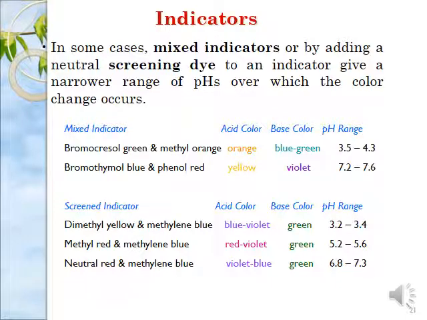In some cases we mix the indicators, or we add a neutral screening dye to the indicator to give a narrower range. Notice that in the earlier slide, the range is quite big. So when you mix indicators, we narrow the pH range, so that it will be more specific for the acid-base titration.